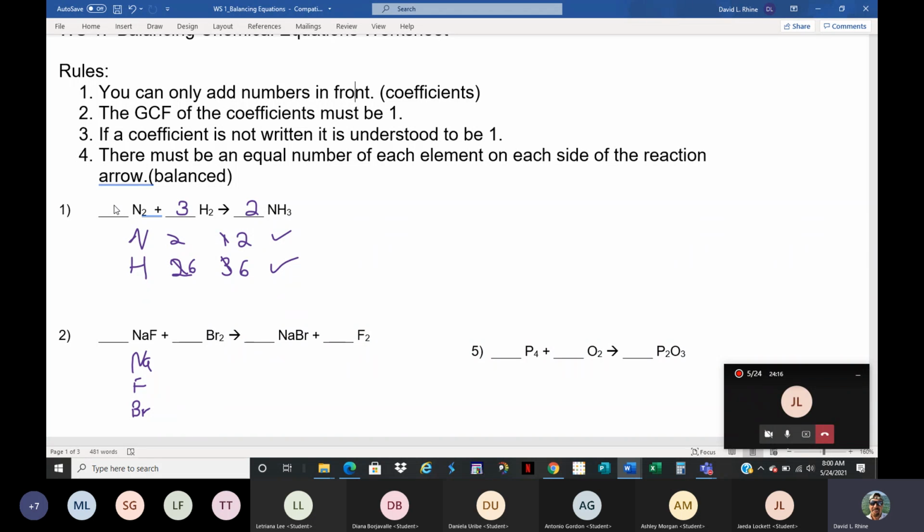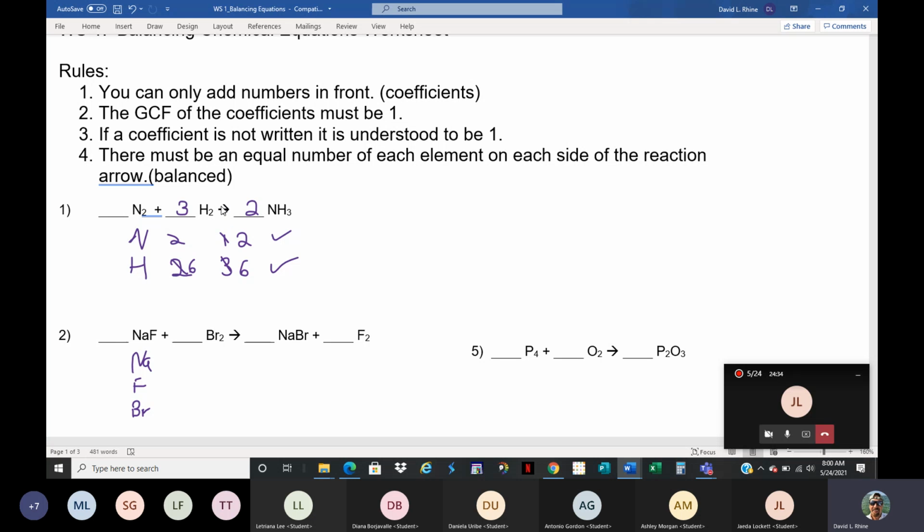Now, some of you are probably going to put 1s there just to make you more comfortable with it. So if you put a 1 in front, it's okay, it's not wrong. It's just you don't have to, because it's one of those agreed things, like in algebra class.